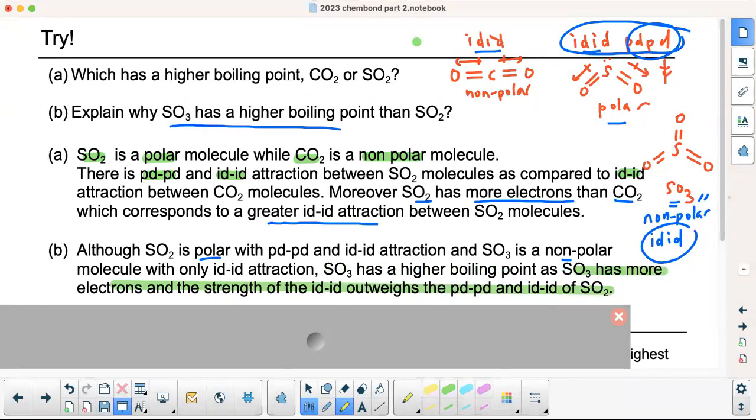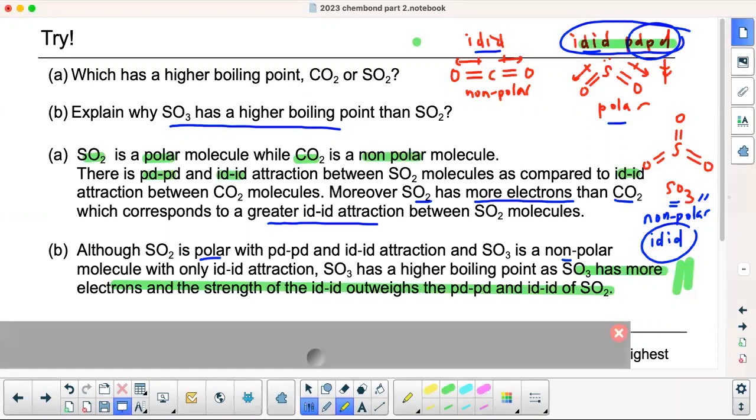You answer based on the data. Are you with me? The data will tell you SO3 has a higher boiling point. Then this is the best logical reason you can give. More electrons, stronger ID, and this ID outweighs the ID and PD over here. Got it? So this one is a bit tricky, because SO3 is non-polar, but yet has a higher boiling point. So this is the only logical reason you can give.